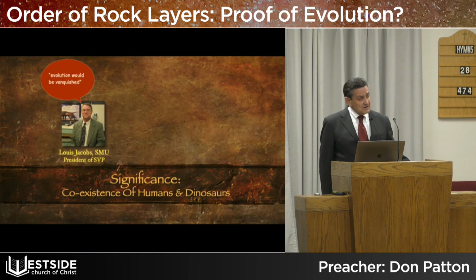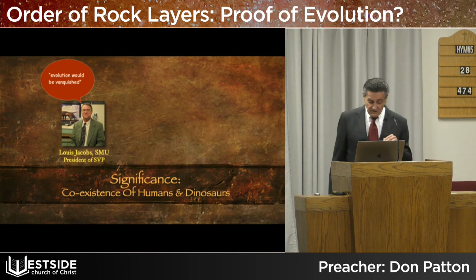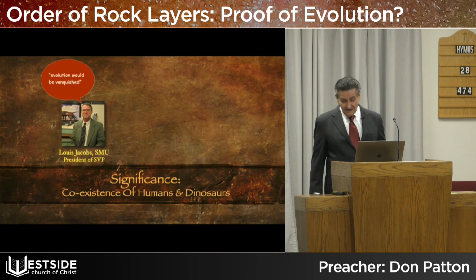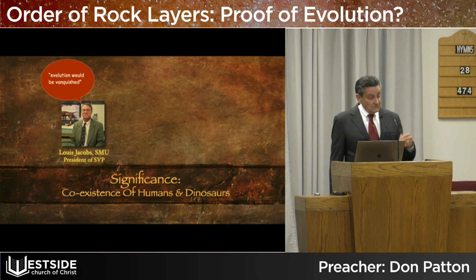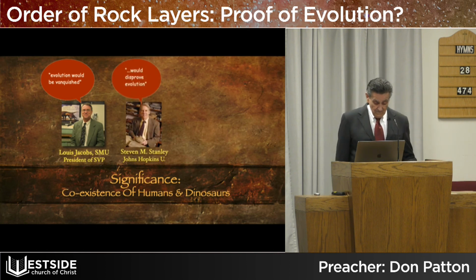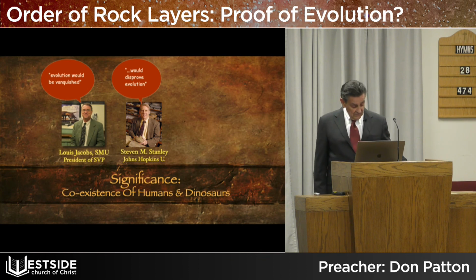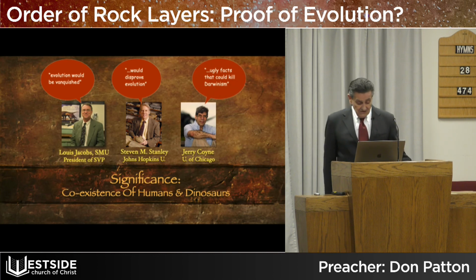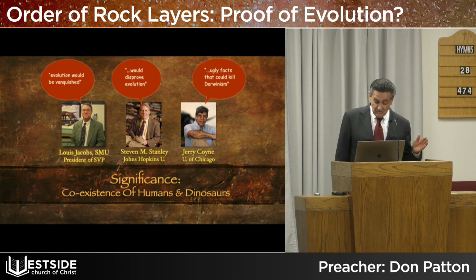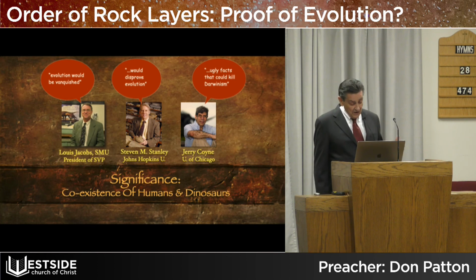The implications are acknowledged by the evolutionist. Louis Jacobs, SMU, was president of the Society of Vertebrate Paleontology when this statement was made, referring to humans and dinosaurs together: evolution would be vanquished. Stephen Stanley, we quoted from earlier, Johns Hopkins, said it would disprove evolution. And then Jerry Coyne, the anti-creationist University of Chicago, said it would be one of the ugly facts that would kill Darwinism if we find humans and dinosaurs together.